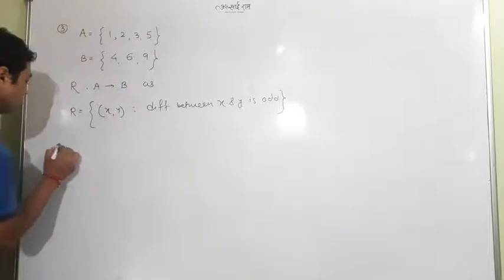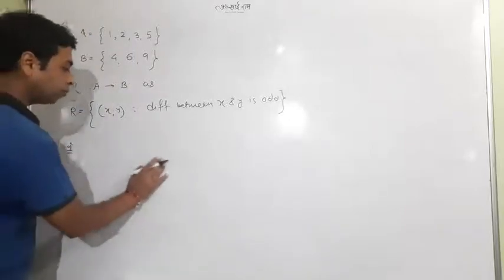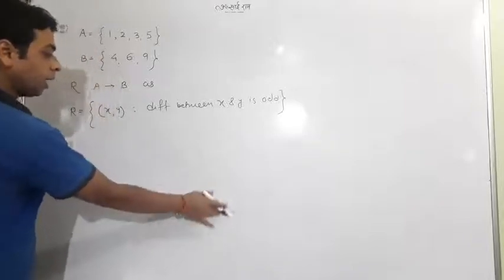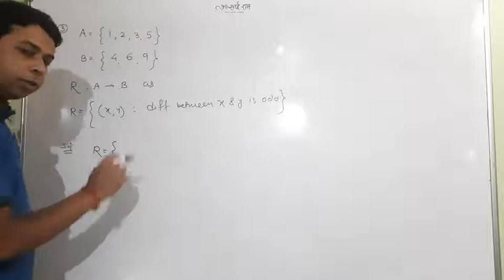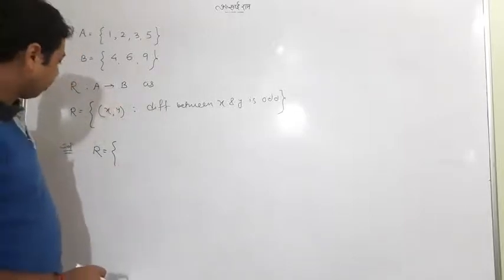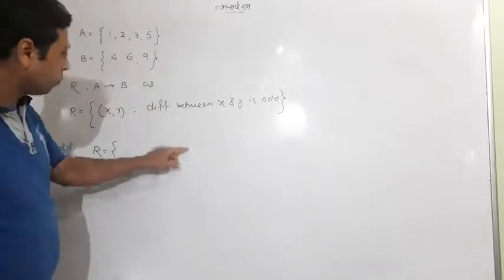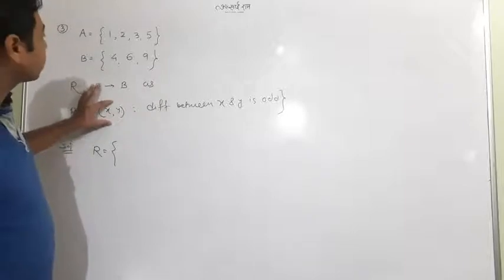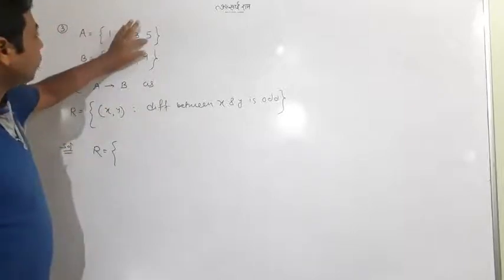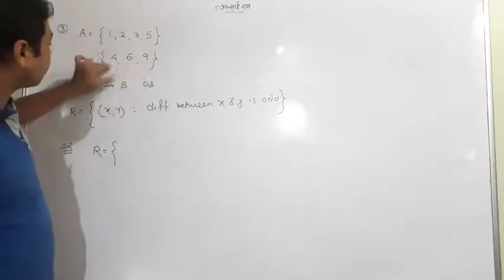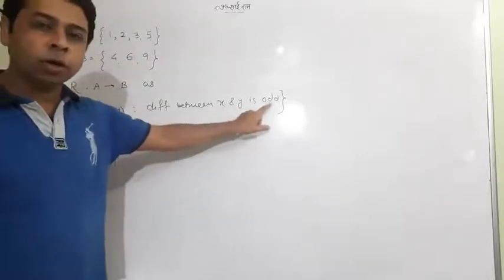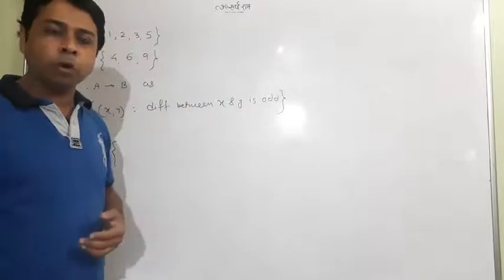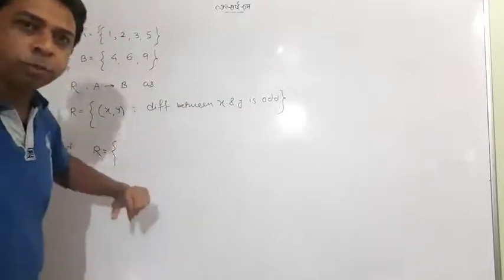I will simply write here, without wasting any time or taking any space, how to find the roster form. A is 1, 2, 3, 5, meaning x elements. B is definitely the y elements, and the difference between x and y is odd. So take all the elements one by one: first should be x, second should be y.